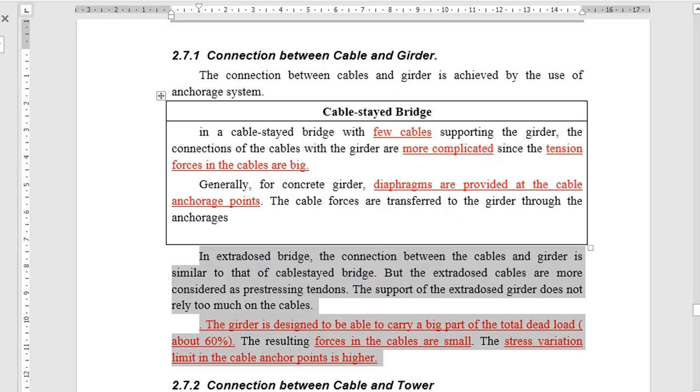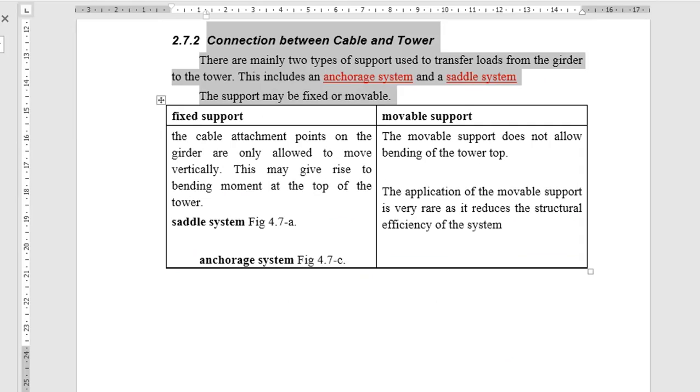In extradosed bridge, the connection between the cables and girder is similar to that of cable-stayed bridge. But the extradosed cables are more considered as pre-stressing tendons. The support of the extradosed girder does not rely too much on the cables. The girder is designed to be able to carry a big part of the total dead load, about 60%. The resulting forces in the cables are small. The stress variation limit on the cable anchor points is higher.